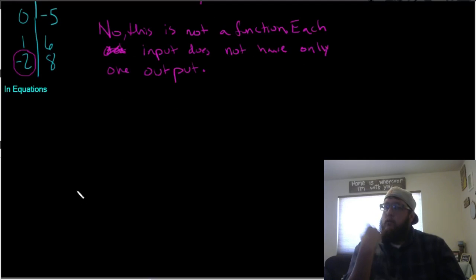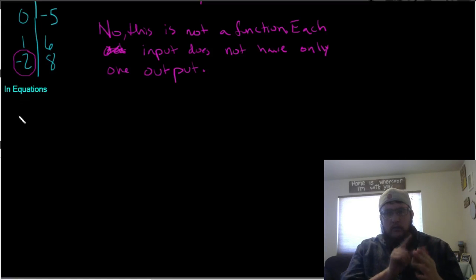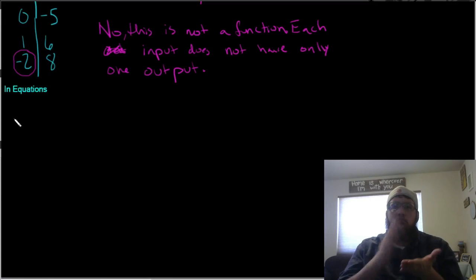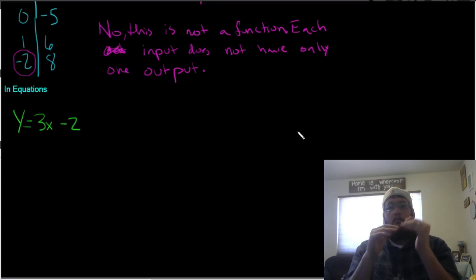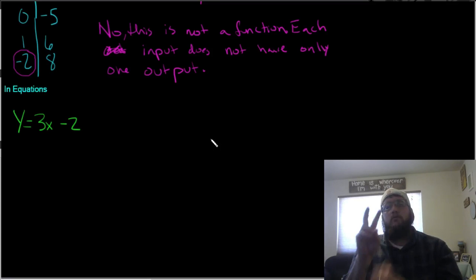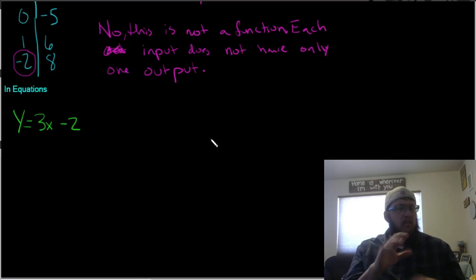Alright, let's talk about equations. This threw some people off in our work, and so let's talk about what we need to do in order to determine whether or not an equation is a function. So let's take the equation 3x minus 2. And in order to do this, we need to think about a couple of things. First, we need to think about are there any restrictions on numbers we can put in as inputs or numbers we can get out as outputs? And then we also need to look at the graph.